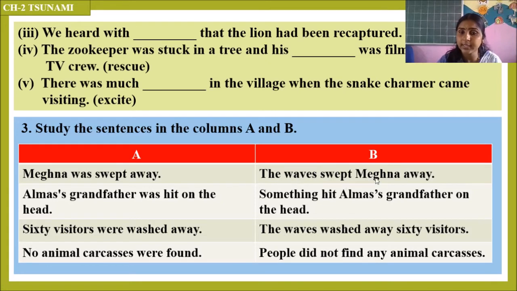So here this is the doer. These waves only did that. So this is the doer. Here they did not mention the doer. That is the difference between A and B. For example, see, Alma's grandfather was hit on the head. The message is Alma's grandfather was hit on the head, but how he got hit was not known, right? But in the B, they have given the direct doer who did that. Something. So this something is the doer here. Something hit Alma's grandfather on the head. So now we can know that a thing hit Alma's grandfather's head.